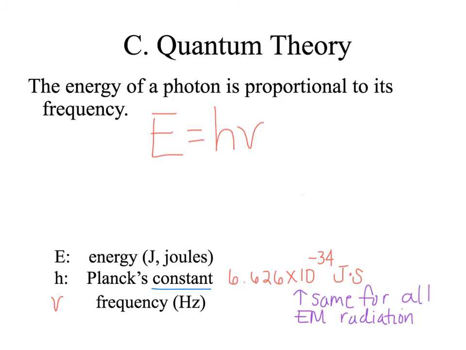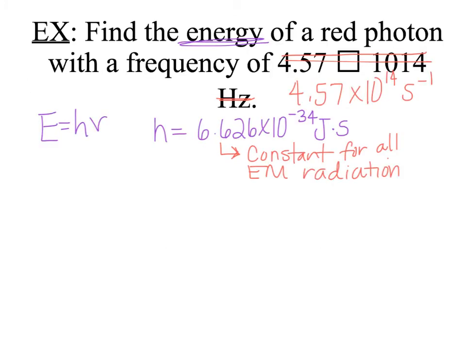All right, so let's get ready to use this equation. So this example says find the energy of a red photon with the frequency of 4.57 times 10 to the 14th seconds to the minus 1, which is the hertz. We need to keep remembering that. So this is simply plug it in and go. We don't even need to rearrange anything.